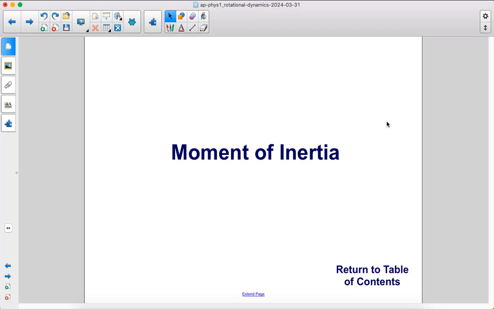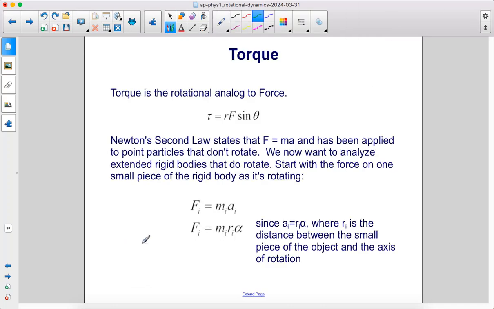Moment of inertia. Torque is the rotational analog to force, rF sine theta.